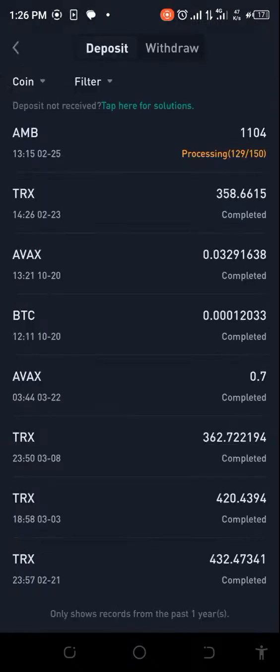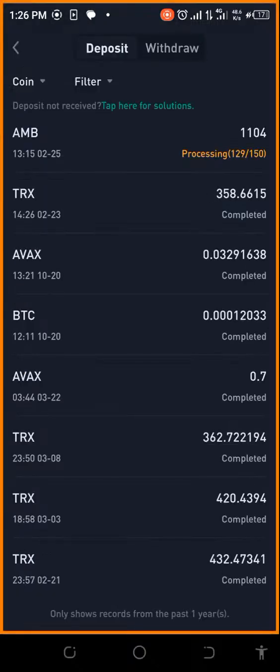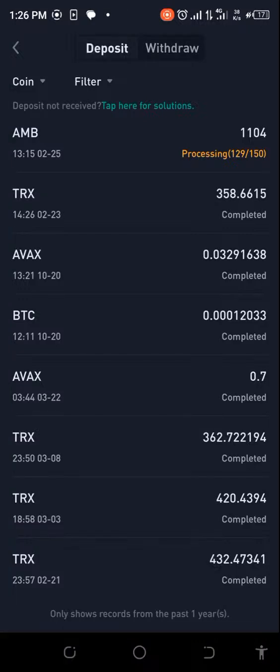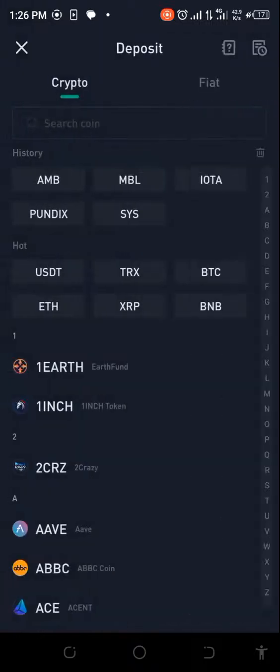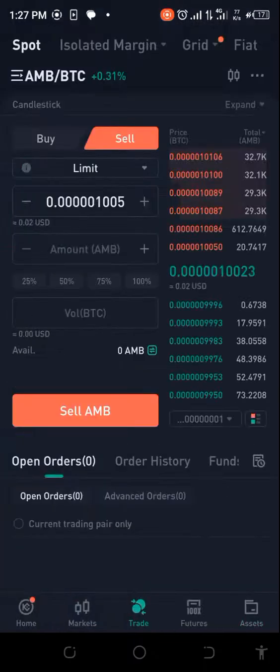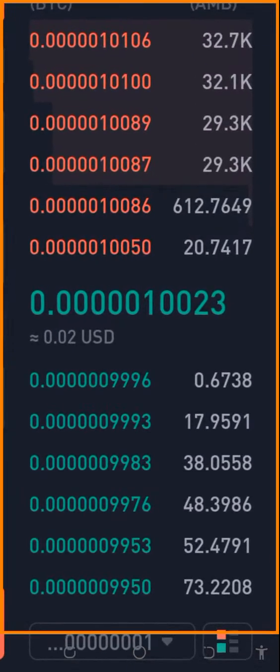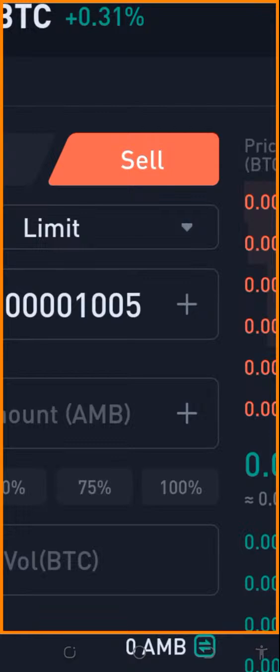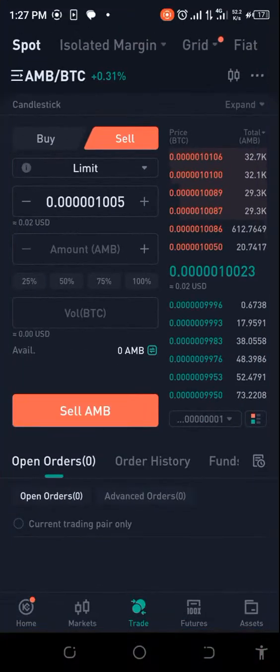All right, so I just wanted to show you that it's currently processing. We're waiting for it. It currently is 129 out of 150 confirmations, I think. Let's hope that this doesn't take too long, because if it does, the price is going to change. When it comes to spotting signals like this, we want to make sure that it doesn't change. Look at the price right now. It's now 0.0010023. That shows it's actually less, and this was the price that we saw that we wanted to deal with. So I'm keeping my fingers crossed.